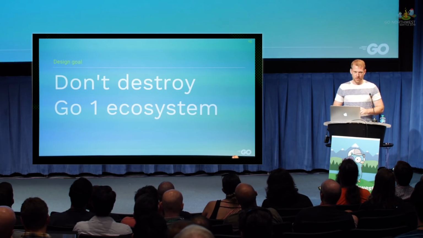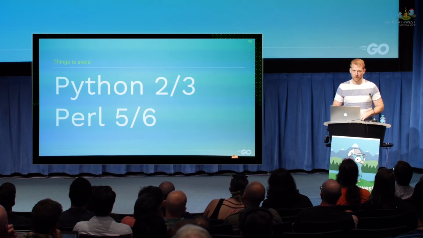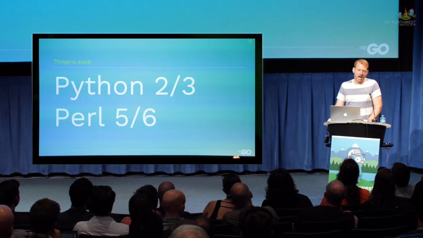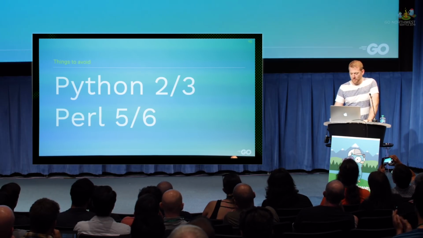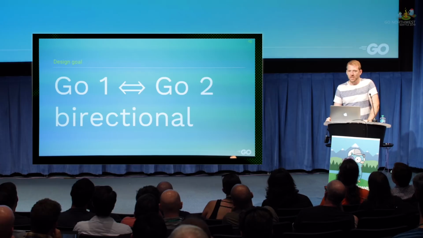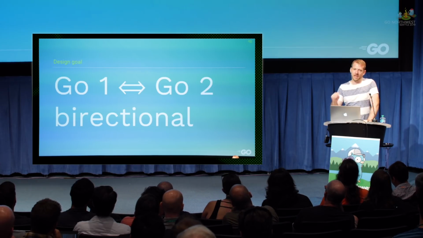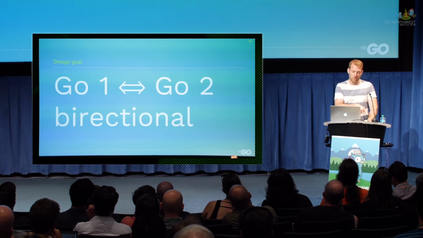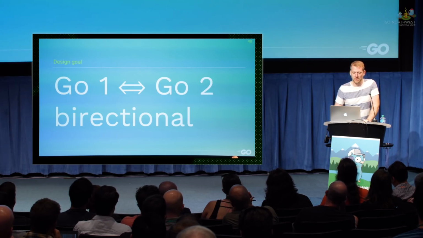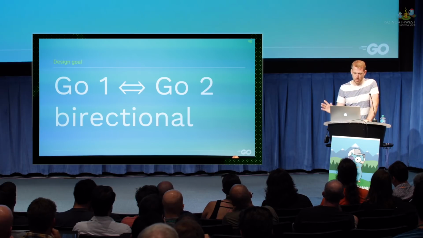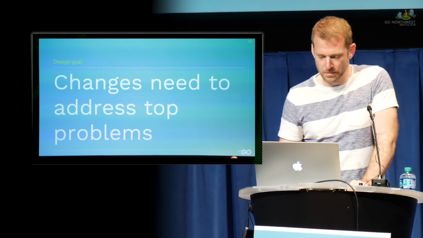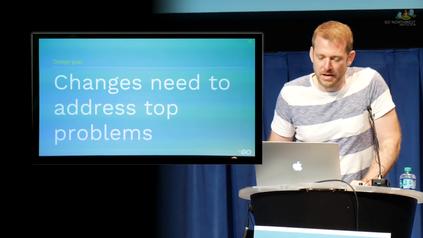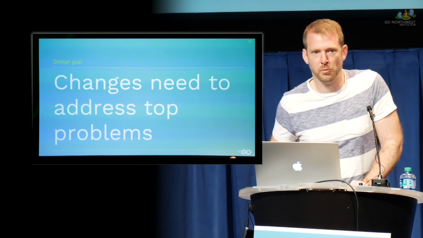We don't want to destroy the Go 1 ecosystem. We don't want to pull a Python 3 or a Perl 6 where we split the community in half and kill network effects. So one of the design goals is not just that Go 1 code can call Go 2, but Go 2 can also call Go 1 code. So basically, we will not be killing any code that exists in the ecosystem. It'll always be usable. And anything that we add to the language isn't going to be because it's academically fun or whatever. It has to solve real problems.